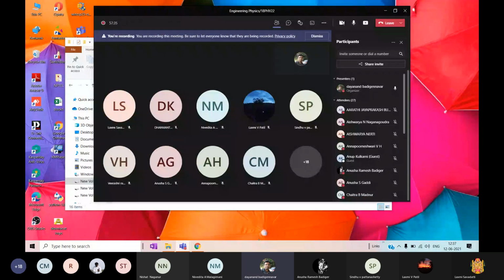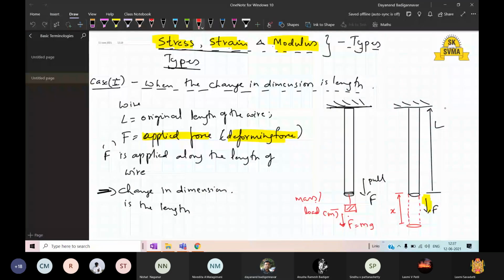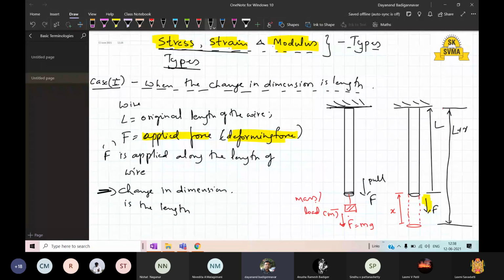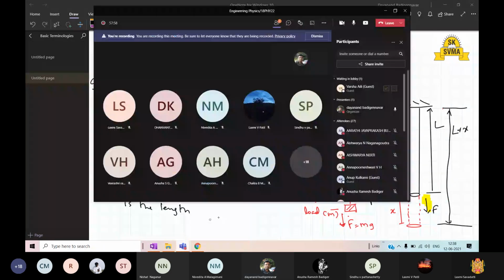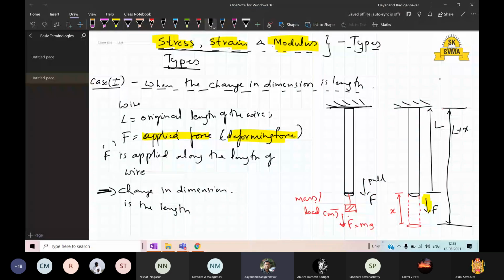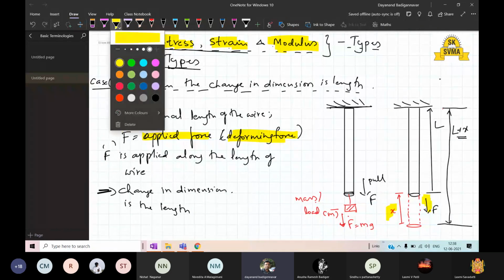So this is the new length of the wire. From here to this point, what is the new length? L plus X. You are getting the point. Original length is L. By the application of the deforming force, there is a change in dimension. What is the change in dimension? Length. The wire has been elongated by a length X. So the change in dimension is the length.